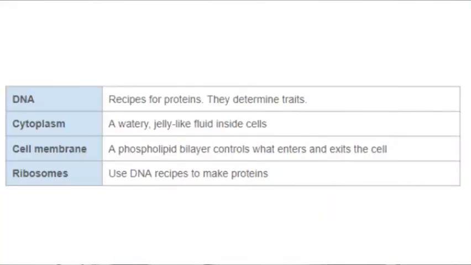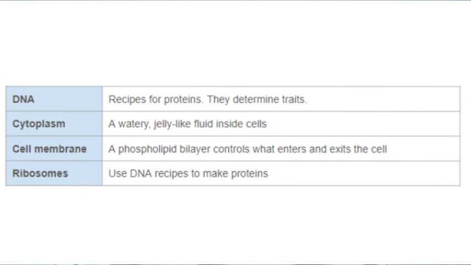All of them have DNA. This is our genetic material, recipes for proteins. They determine traits. There's also cytoplasm. So all of the parts of the cell have to be floating in something. That's just what the cytoplasm is, the gunk that the stuff in the cell floats in. All cells also have a cell membrane. A cell membrane is the stuff around the outside of the cell. It determines what goes in and out of the cell. Really important organelle that we're going to talk about in more depth in a second.